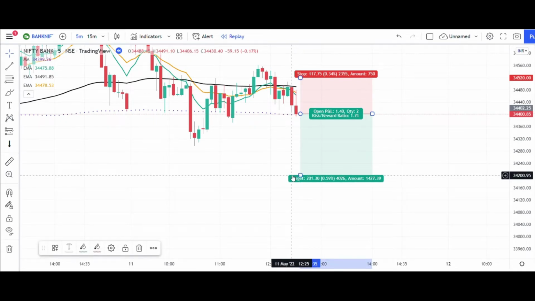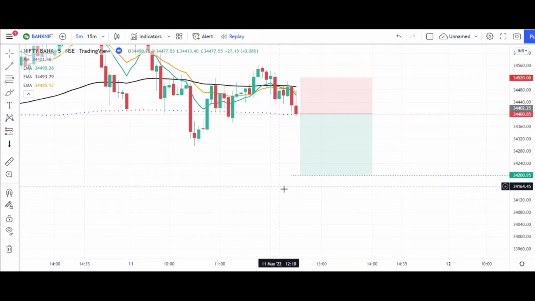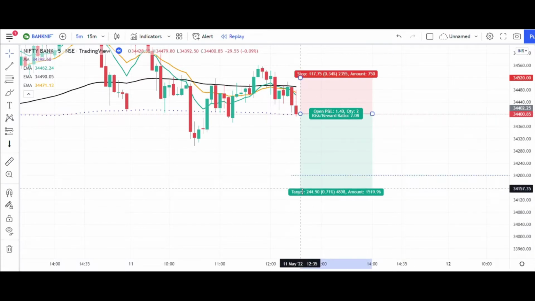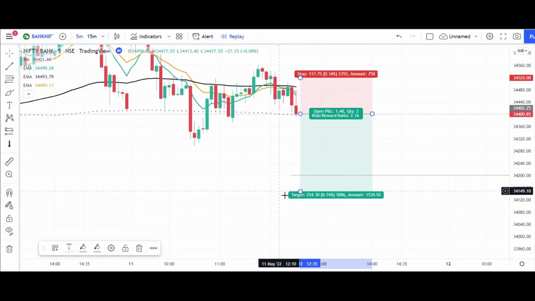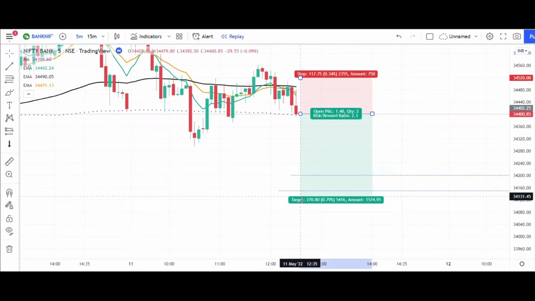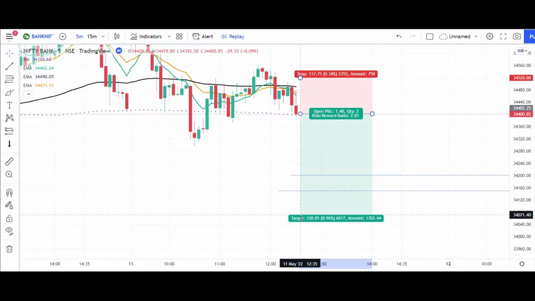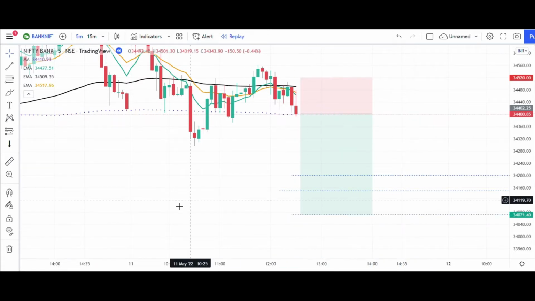So almost here. We are entering on the next candle. But this trade, I personally feel that it could be not feasible if it bounces from the 2.15. The second target will be here, 2.15, and the third target 1:2.8. So this could be our third target. Let's see what happens next in this.